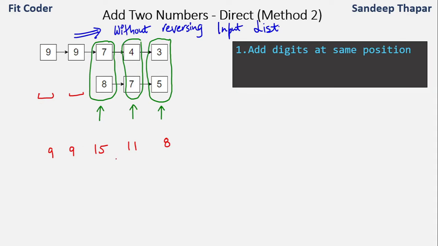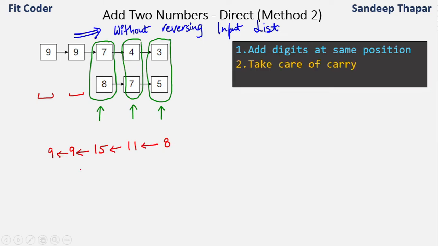So in the first step, we have just added the numbers without considering the carry. Because each node can have only a single digit, but here in the first step we have not considered carry, we have simply added these numbers. So we have 9, 9, 15, 11 and 8.